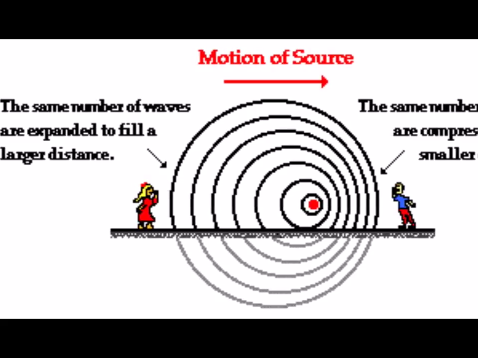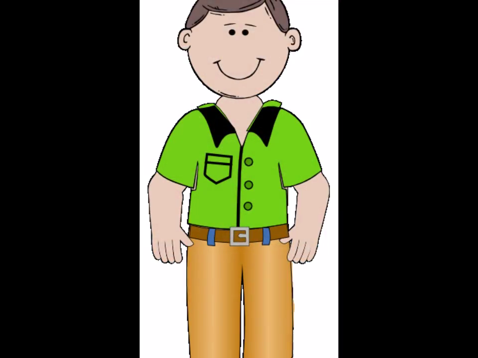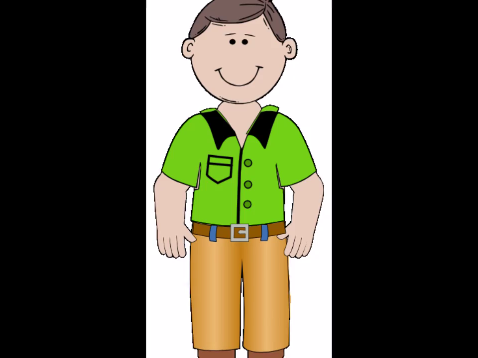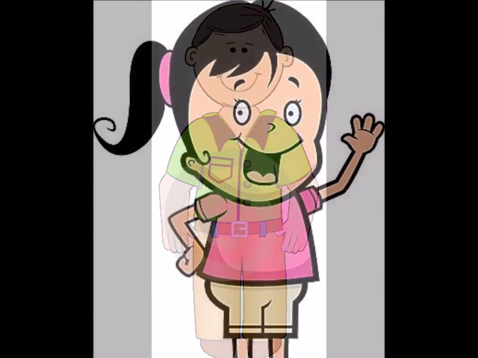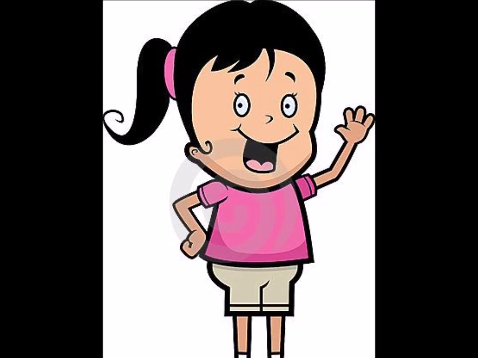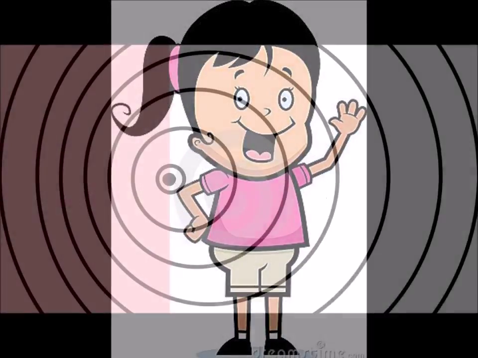The net effect of the motion of the bug, or the source of the waves, is that the observer towards whom the bug is moving observes a frequency that is higher than 2 disturbances per second, and the observer away from whom the bug is moving observes a frequency that is less than 2 disturbances per second. This effect is known as the Doppler effect.